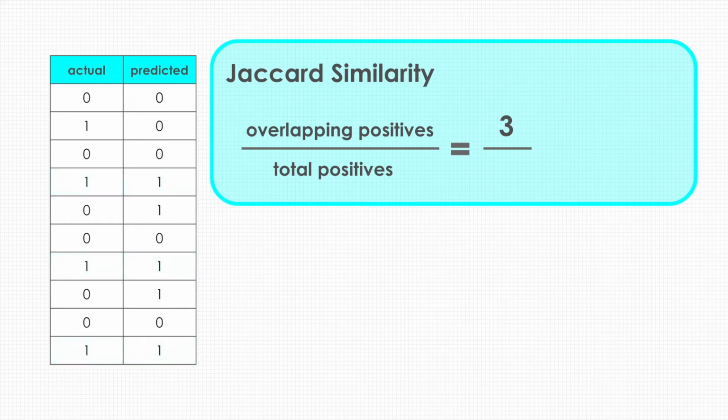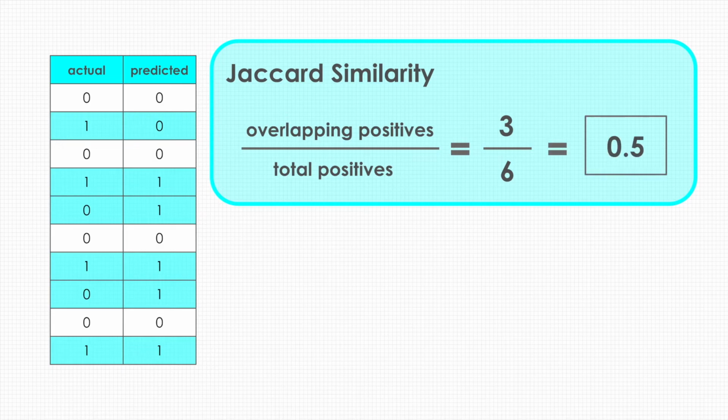For the denominator, now we're looking for any rows that have a 1 in either column. So we're including cases with actual 1s, as well as cases where there were only predicted 1s. Overall, there are 6 total observations like this. So our Jaccard similarity is 3 out of 6, or 0.5.